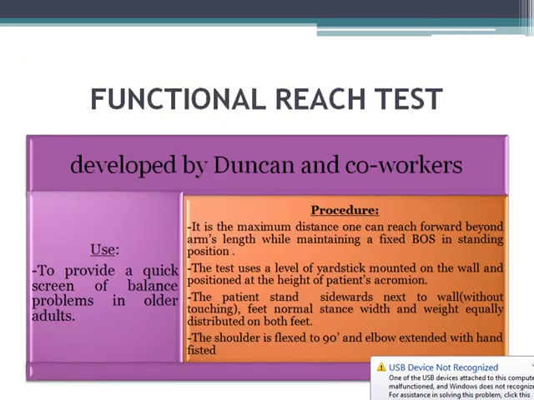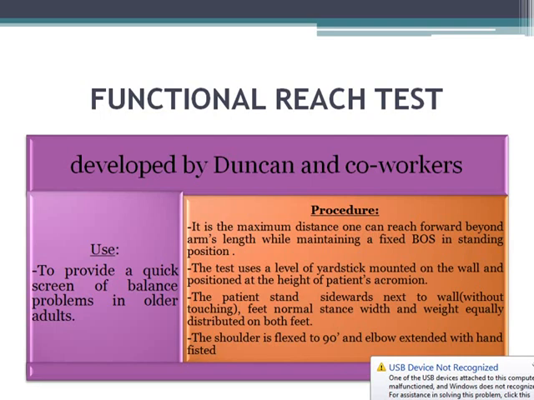Now the second one is the functional reach test. It was developed by Duncan and co-workers. The use of this functional reach test is to provide a quick screen of balance problems in older adults, mainly for older adults. Now, the procedure.